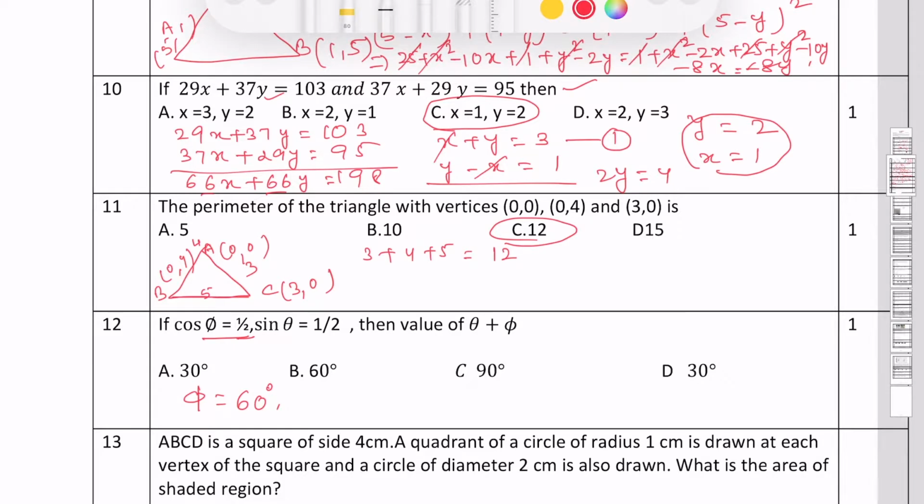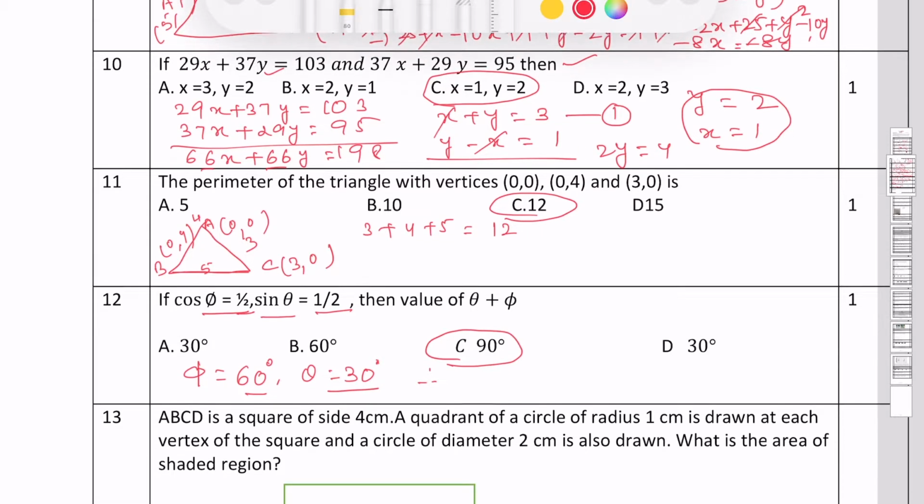Cos phi is half, that means phi is 60 degree. We know cos 60 degree is half. Sin theta is half, means theta is 30 degree. So what is the sum of these two? 90 degree. So C option will be correct.